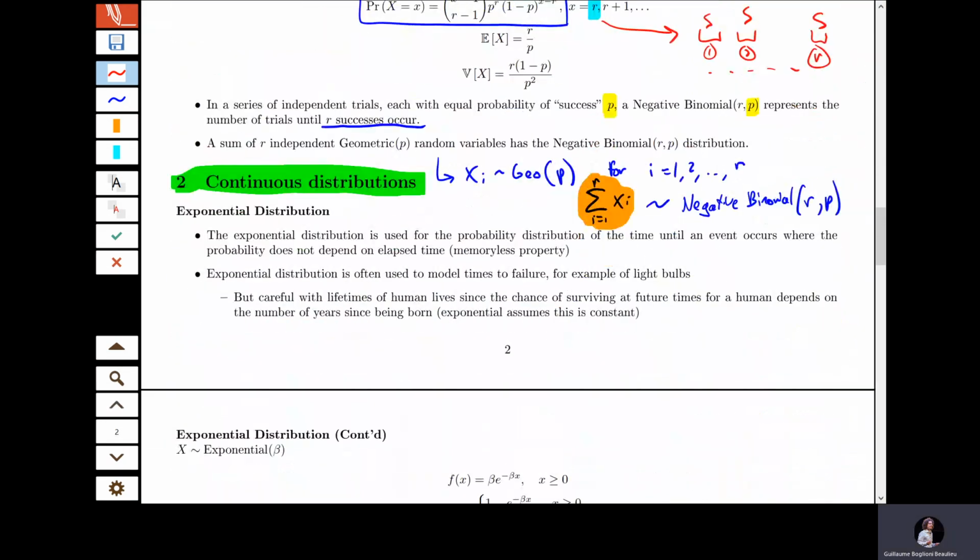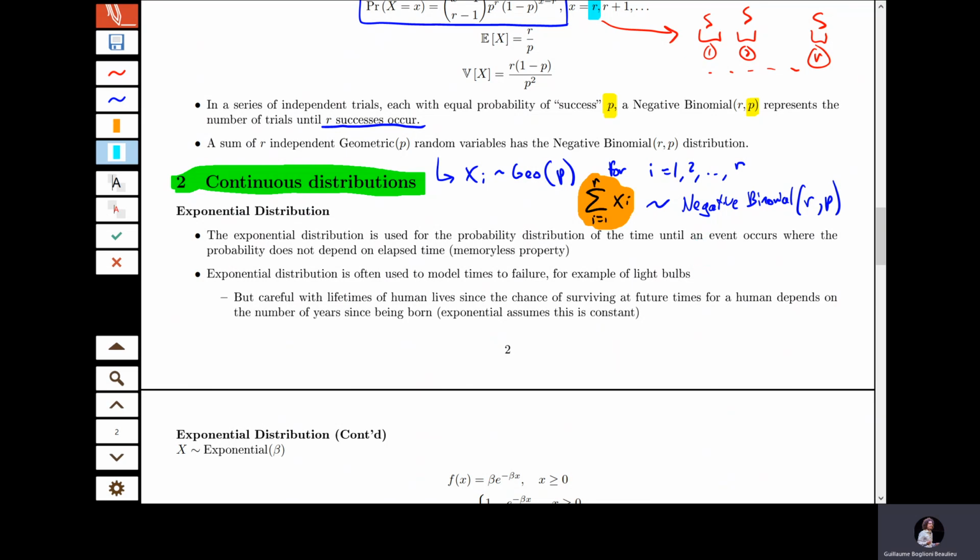So the first on the list is the exponential distribution, which has the following common usage. If you're measuring time, so a random time, but the probability that the event whose occurrence you're measuring happens does not depend on the past, so it doesn't depend on the time already elapsed, then this time, which is random, is well modeled by an exponential distribution.